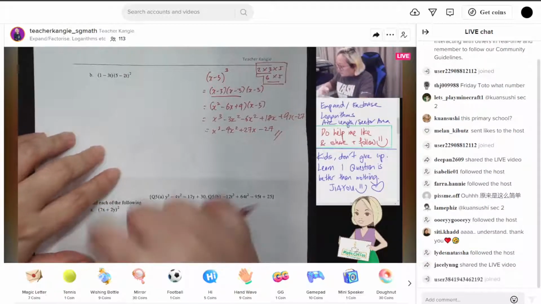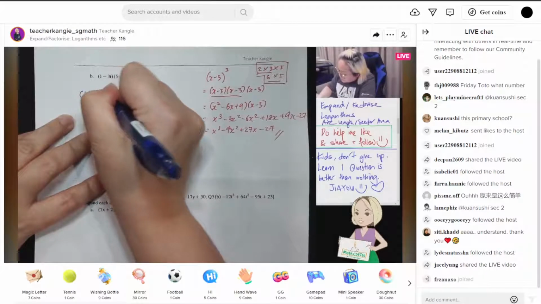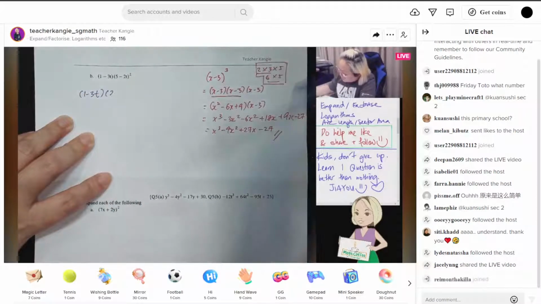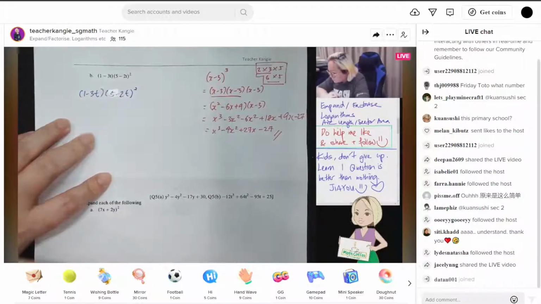Okay, so over here, this question here. 1 minus 3t, 5 minus 2t to the power of 2.